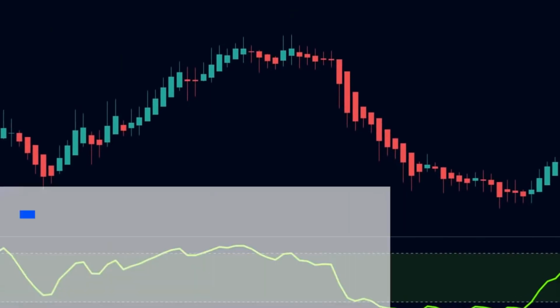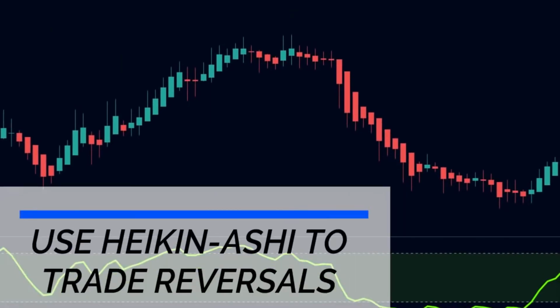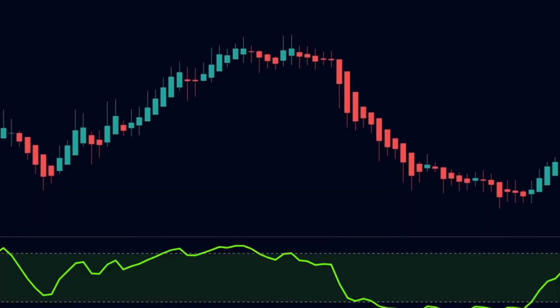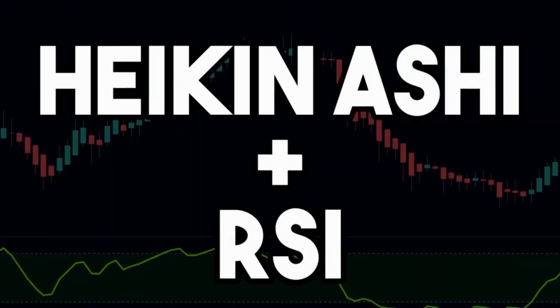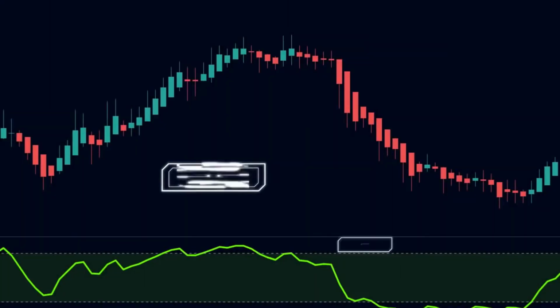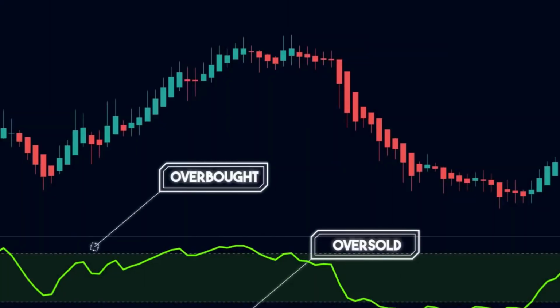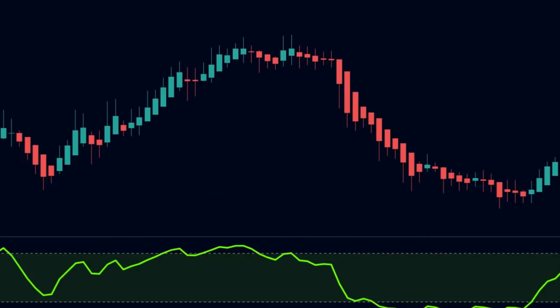Another way of using the Heikin Ashi candles is to trade reversals. To catch market reversal, we will use our knowledge of Heikin Ashi and combine it with the RSI indicator. So we will use the overbought and oversold levels of the RSI and combine it with the Heikin Ashi candles to trade. Look at this chart.